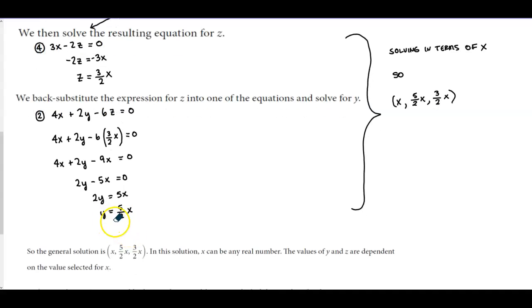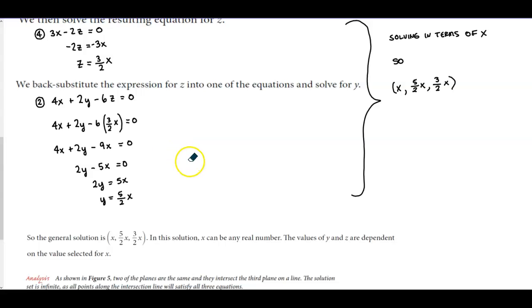So now we have the y term of the ordered triple. y is equal to 5 over 2x. So we write 5 over 2x. Now, because we're solving z and y in terms of x, then we're going to leave x as x in that x coordinate. If we come back to equation 4, we could have solved for x and written everything in terms of z. So it doesn't necessarily matter which way you go about it, but when you get a dependent system, this is what your solution is going to look like.